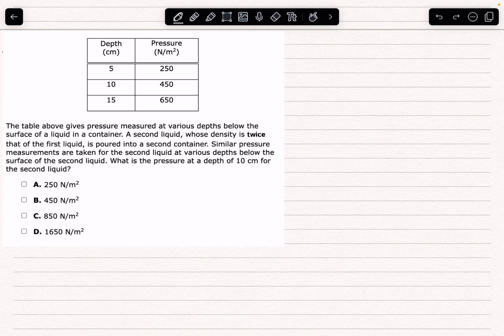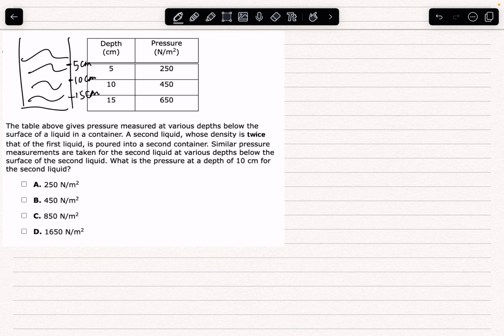All right. So the first sentence says, the table above gives pressure measured at various depths below the surface of a liquid in a container. It's a long sentence, but I know I have a container and I have some liquid in there, right? And then it gives me different depths: this is 5 centimeter, this is 10 centimeter, this is 15 centimeter, okay? And then I know that I'm measuring the pressure at different depths, right? So the pressure is the dependent variable of this experiment, what I'm measuring for. And then the different depth is really something I get to manipulate, I get to choose. So that's the independent variable of this experiment, right?